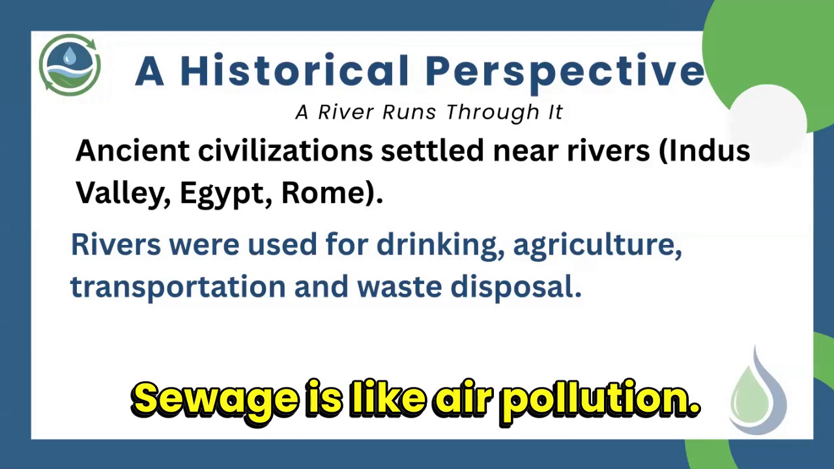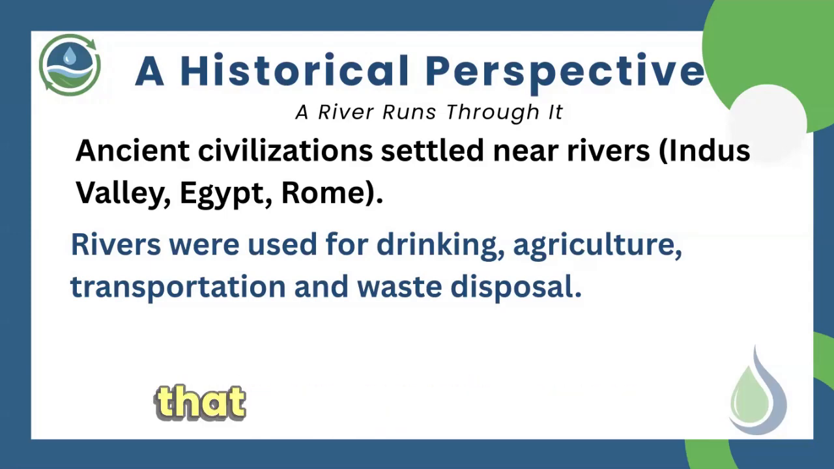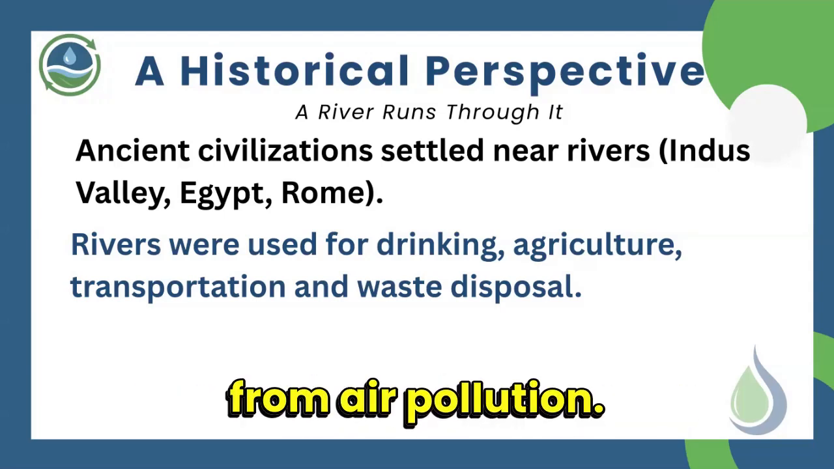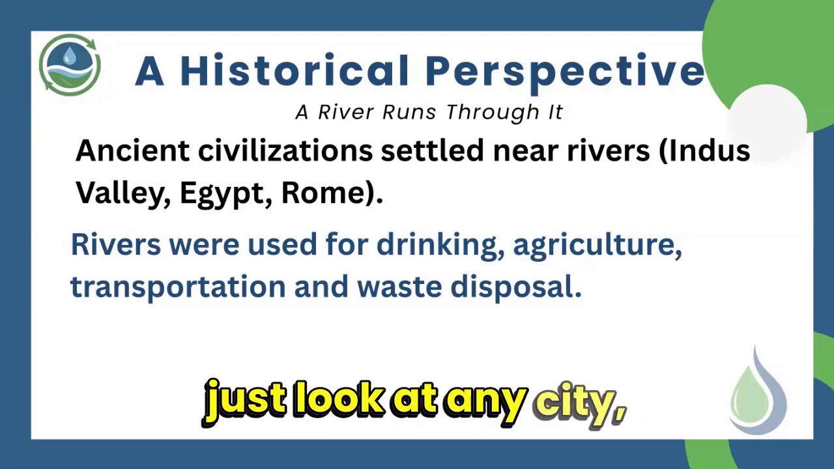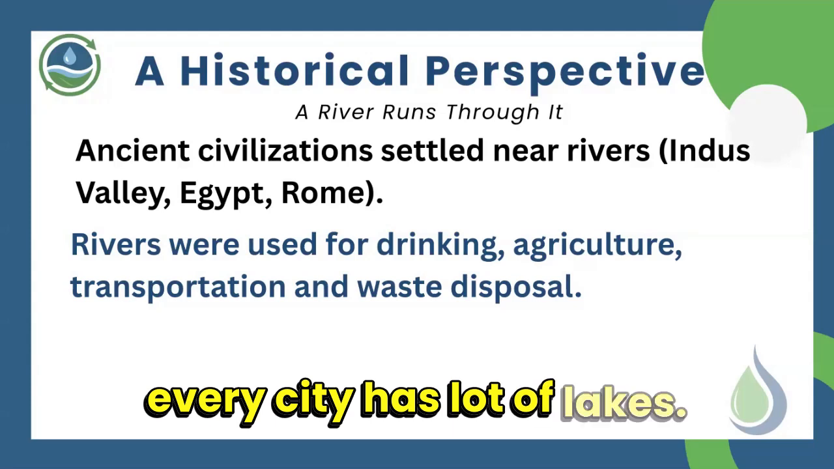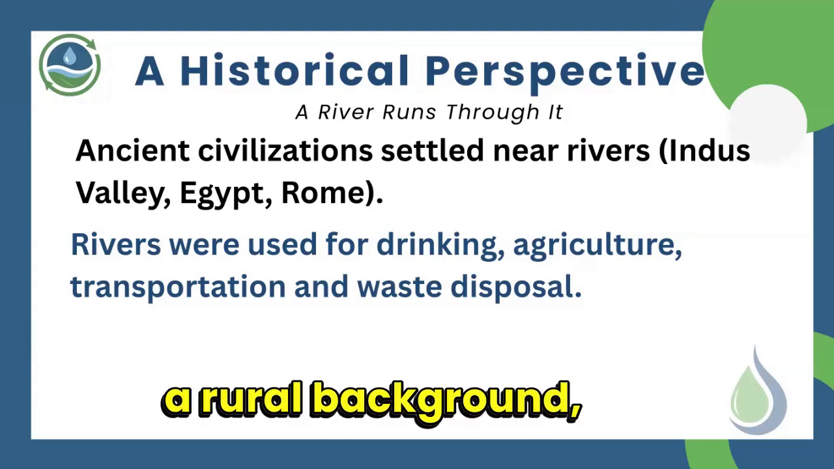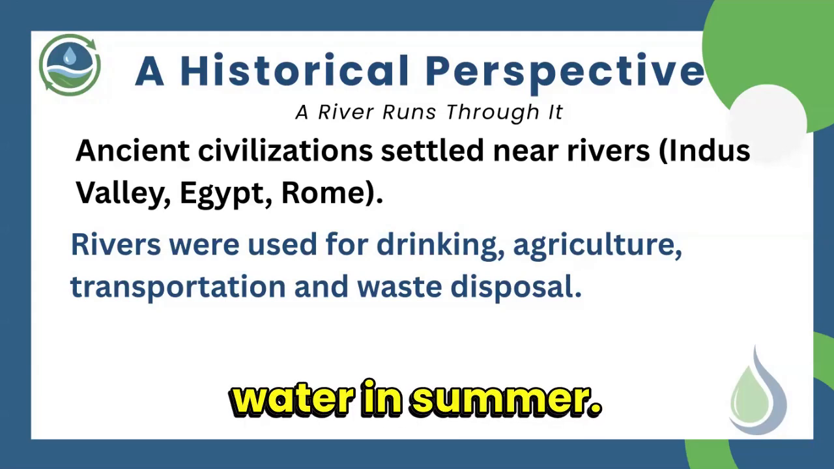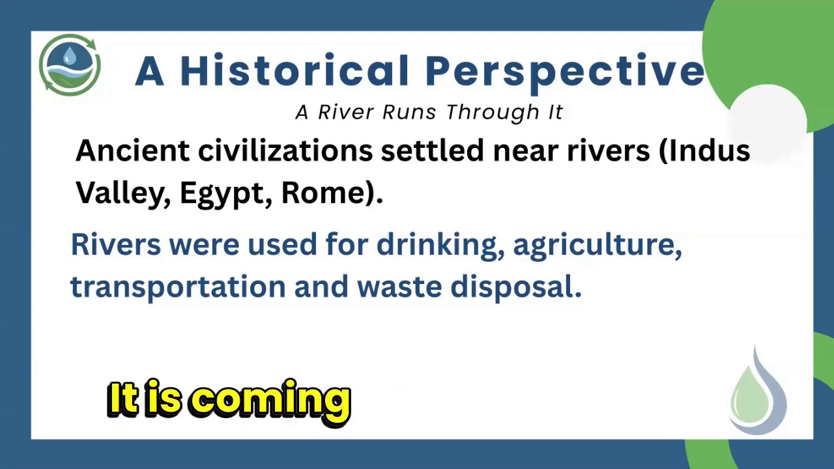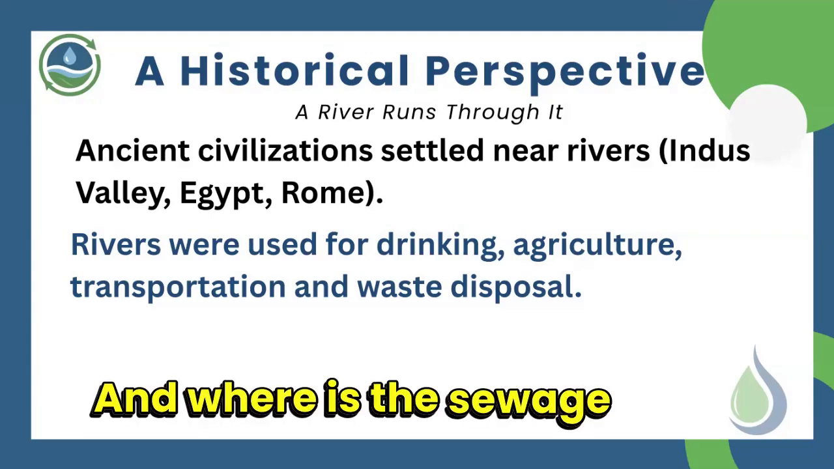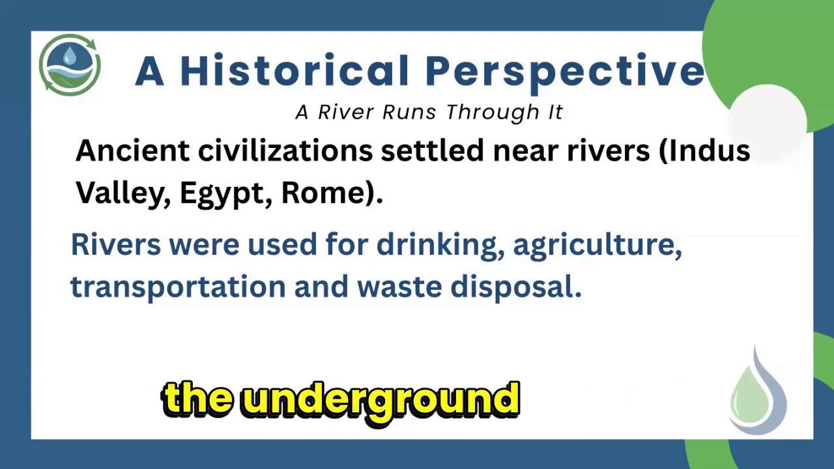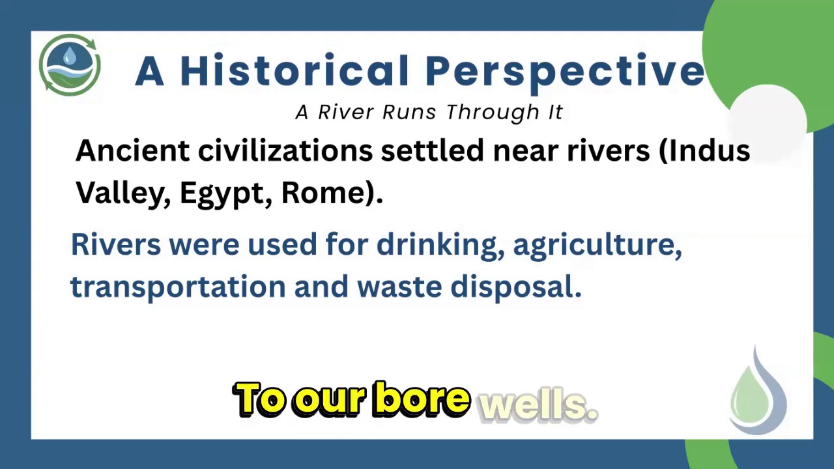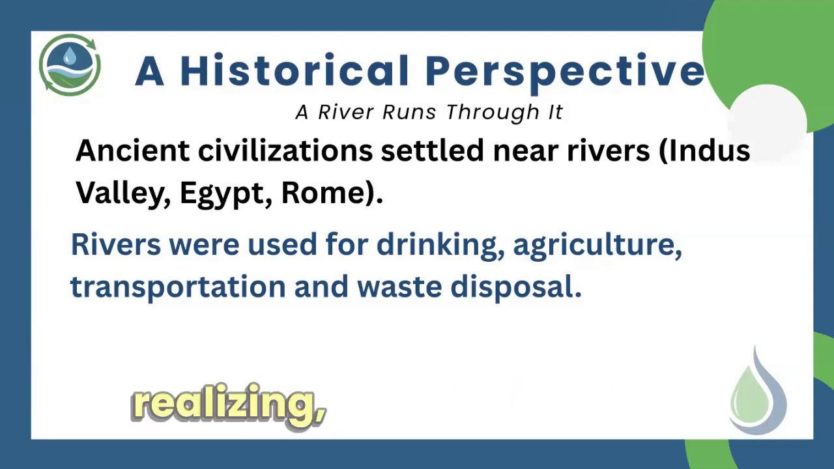Sewage is like air pollution. Air pollution is there. Everybody goes through that. You cannot prevent it. You can't say I'm escaping from air pollution. In the same manner, if you just look at any city, every city has a lot of lakes. And if you're from a rural background, you would have seen lakes in your village also. No village lake has water in summer. Every city lake has water in summer. Where is this water coming from? It is coming from our sewage. And where is the sewage going from the lake? It is going into the underground strata to our bore wells. So indirectly, without realizing, we are all victims of untreated sewage.